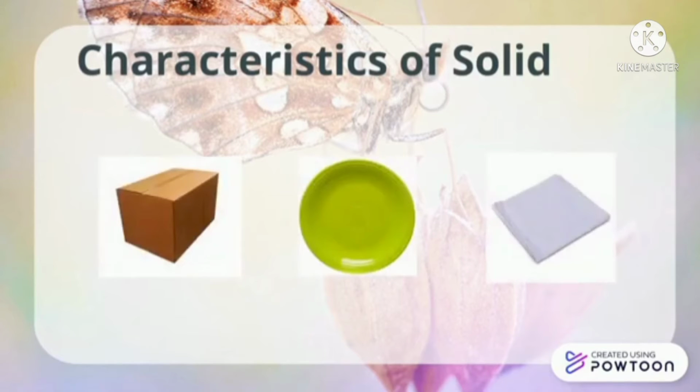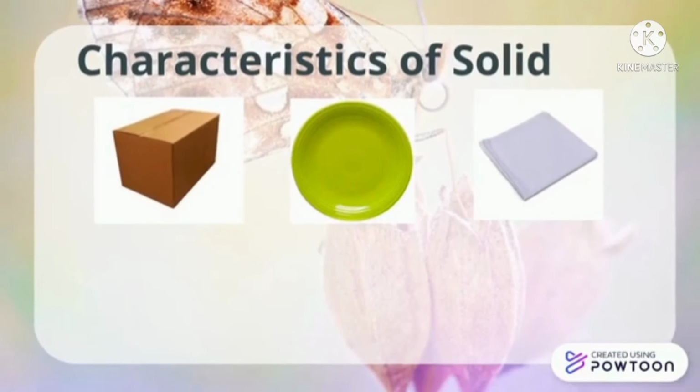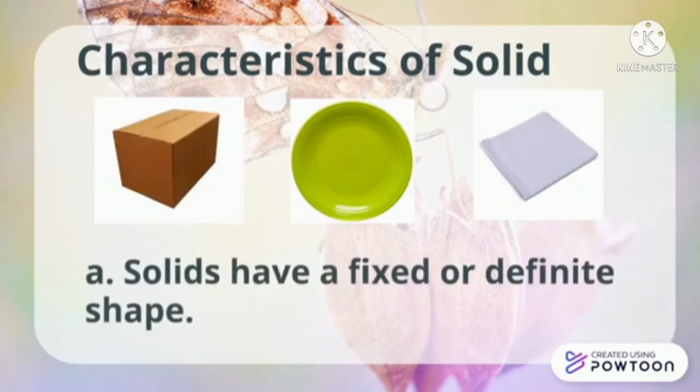Characteristics of solids. The box, plate, and napkin have their own shape. Rectangular shape for the box, square for the napkin, and rounded for the plate. If you put these objects in another place, will their shape change? Solids remain in the container or place you put them. They maintain their shape. Solids have a fixed, definite shape.